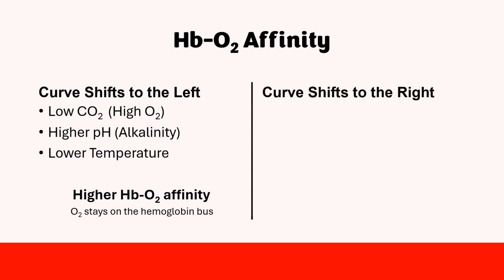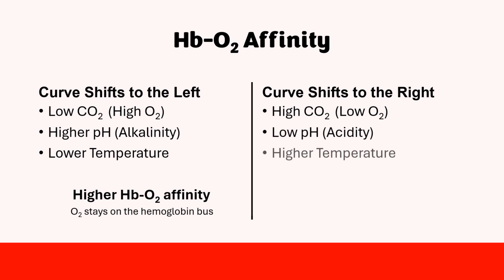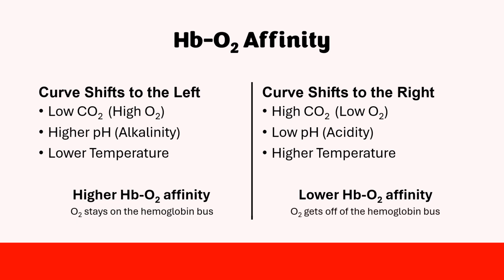Now the curve is going to shift to the right when we have high carbon dioxide levels or low oxygen levels in the tissues, when we have a low pH or when our tissues are slightly acidic, and when we have higher temperatures. And we would say that we have a lower affinity between hemoglobin and oxygen, which in our video meant that this is the right time for oxygen to get off the hemoglobin bus.